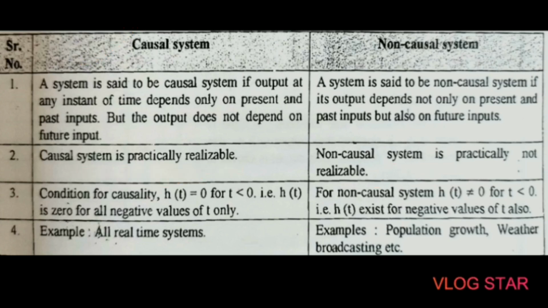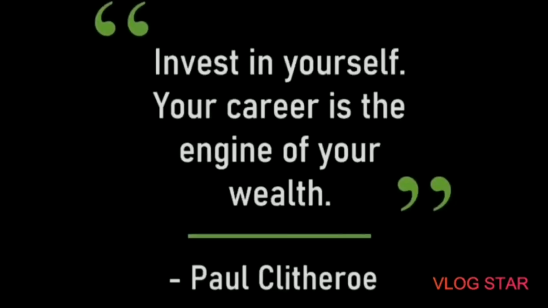And the last point: examples of causal systems are all real-time systems, and examples of non-causal systems are population growth, weather broadcasting, etc. In today's lecture, we have seen time invariant and variant systems, causal and non-causal systems, and we have also solved some problems based on them.